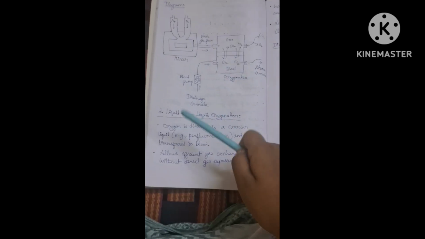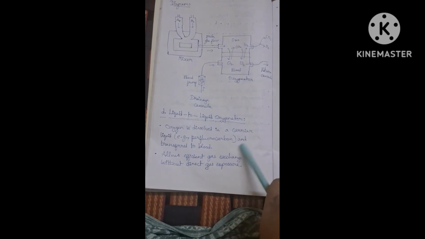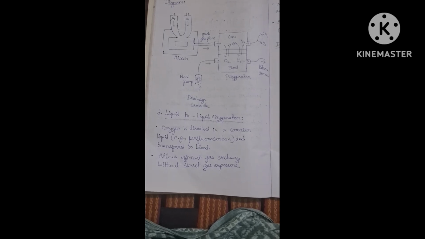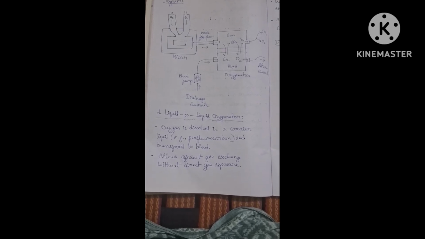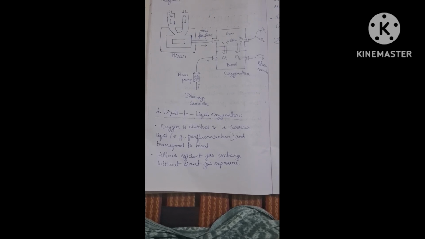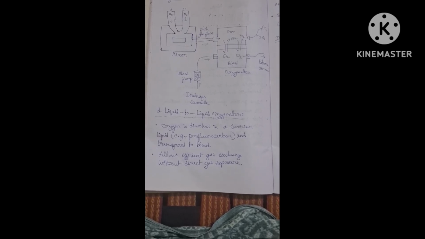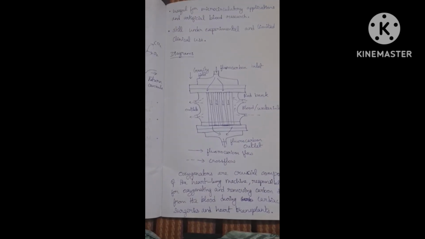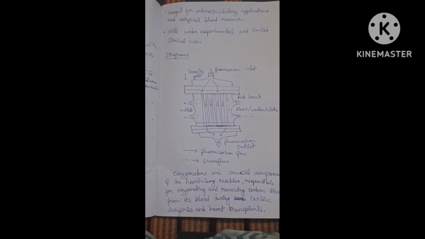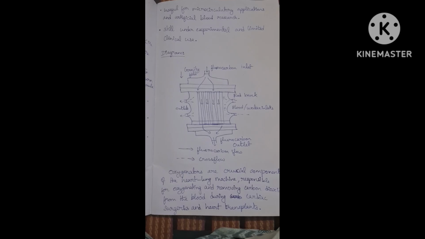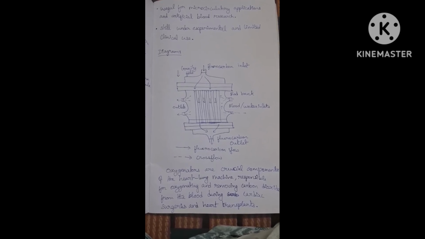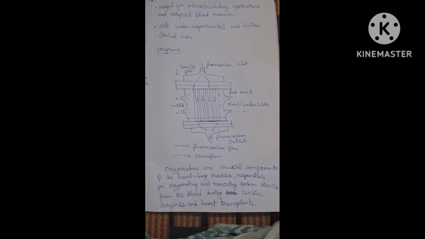Okay, the fourth type is liquid to liquid oxygenator. Oxygen is dissolved in a carrier liquid, for example perfluorocarbon, and transferred to blood. Allows efficient gas exchange without direct gas exposure. Useful for microcirculatory applications and artificial blood research, still under experimental and limited clinical use.